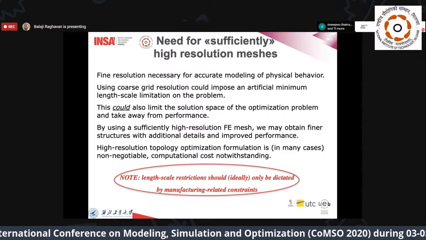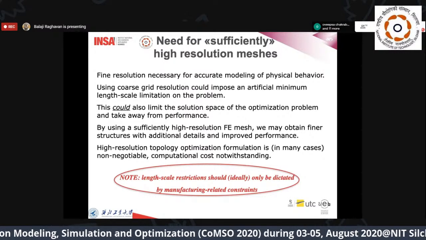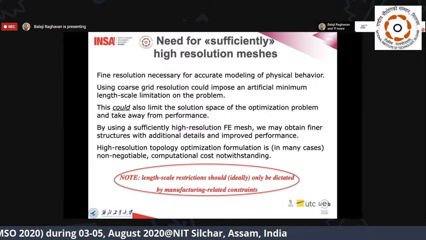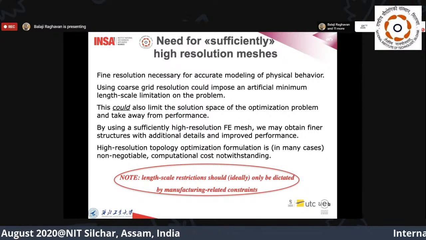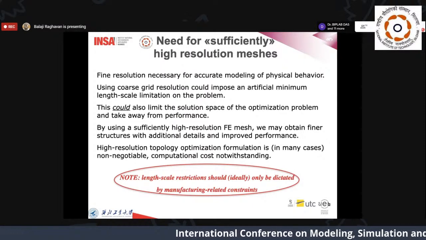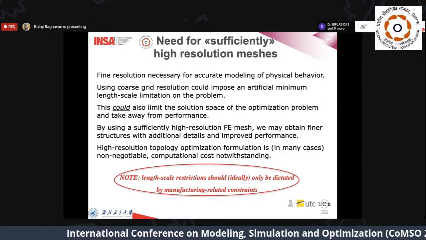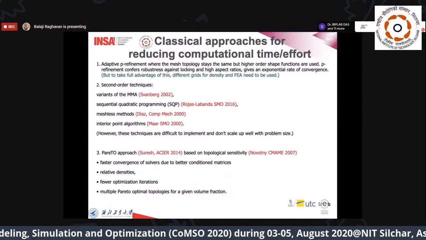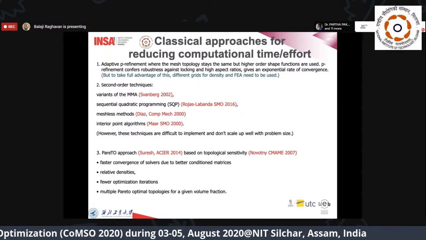But it could. So high resolution topology optimization formulation is, in general, I'd say, non-negotiable. So we have to find some workaround for the computational cost. And length scale restriction should only be dictated, in my opinion, by manufacturing constraints. So people have been working on reducing computation time and effort for a while.